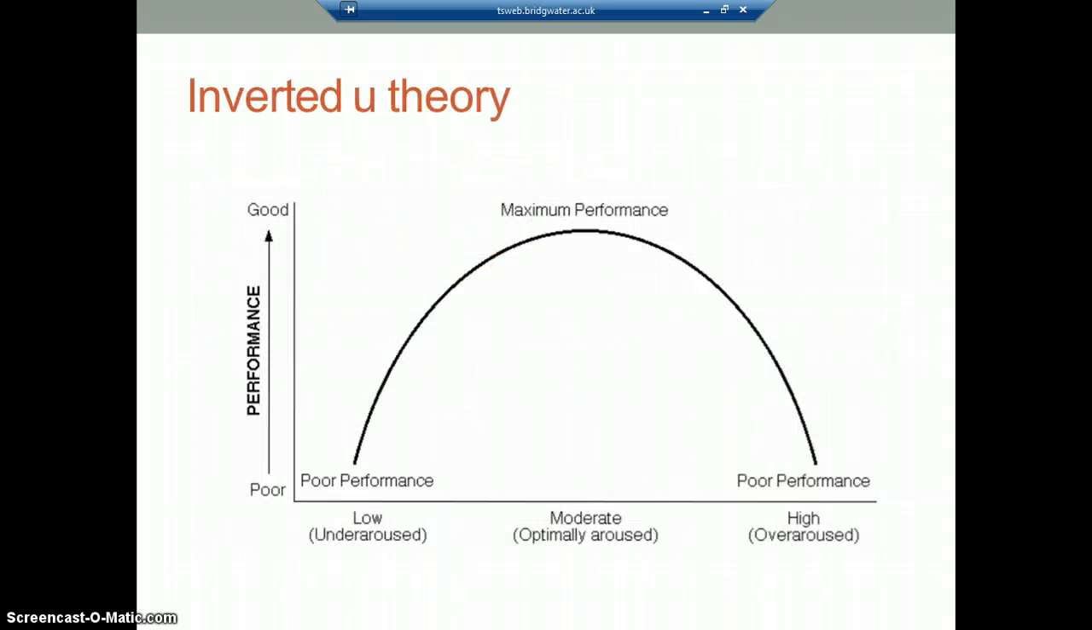Inverted U theory. Looking at low, optimal and high arousal, seeing how this affects an athlete's performance. When at low arousal, the performance will be poor. When at optimal arousal, you are at the peak of your performance, and when at high arousal, you will also have a poor performance. An example of this would be a football player taking a penalty.